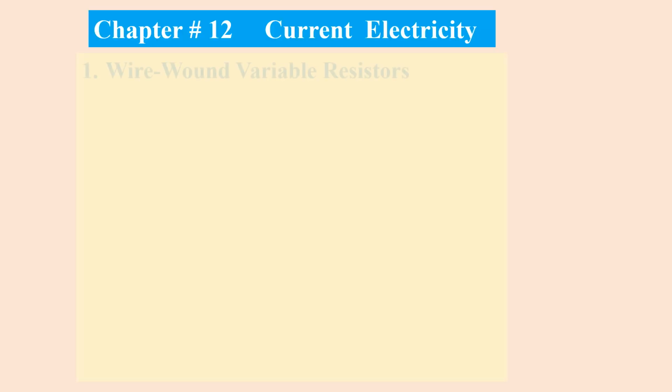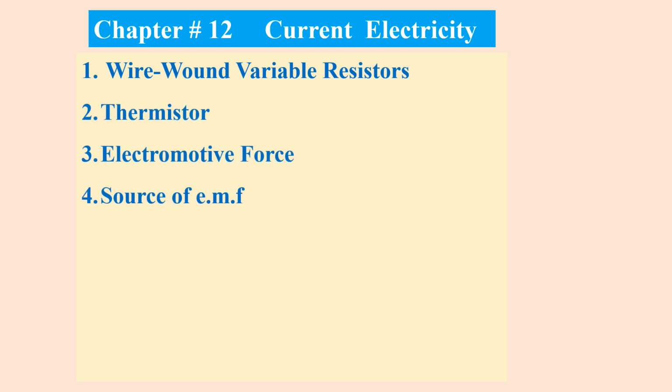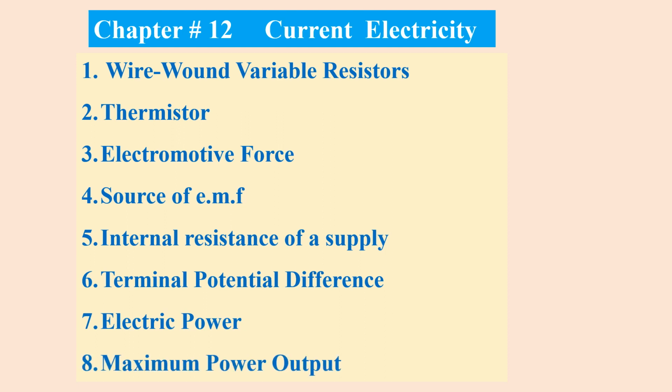Today we are going to discuss wire-wound variable resistor, thermistor, electromotive force, source of EMF, internal resistance of a supply, terminal potential difference, electric power, and maximum power output.